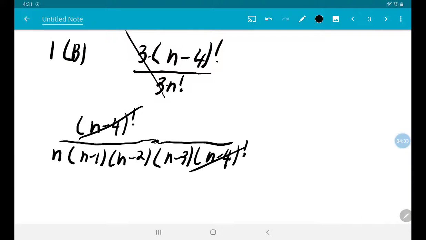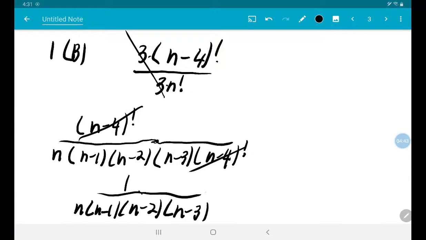Those cancel. I get 1 over n minus 1, n minus 2, n minus 3. Again, if you feel the need to FOIL that out, you do you. I'm not going to ride that train. If you do feel like you want to do that, society must step in before you do harm to yourself. It's just not necessary. Just let it be.